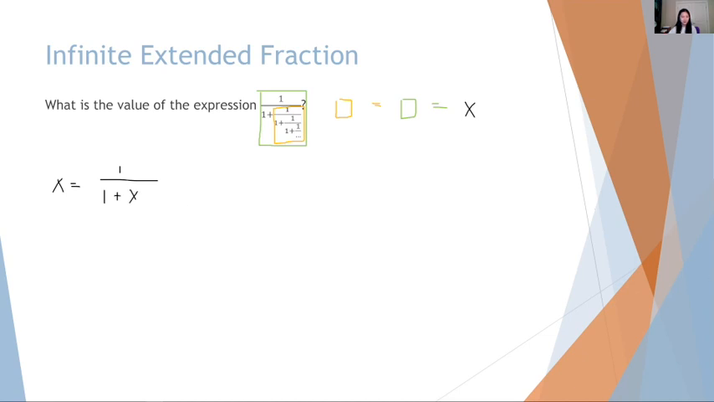And just to color code this a bit more so it makes more sense, the green box x is equal to 1 over 1 plus the orange box x. Does that make sense so far? Any questions about this as of now?